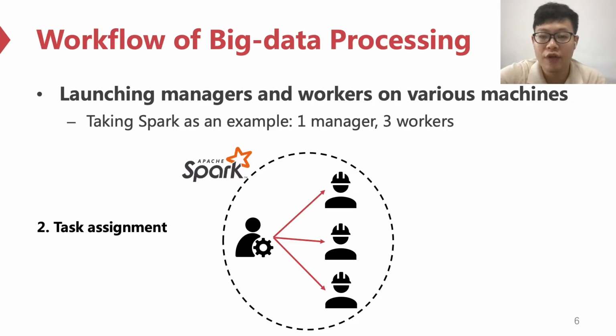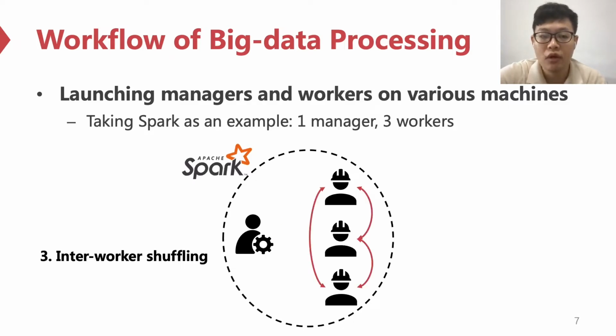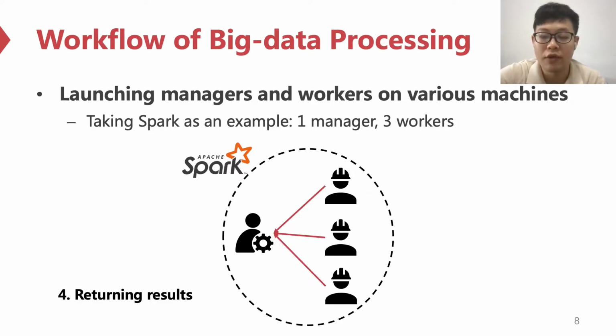Once the manager finishes processing the jar file, it will send tasks to 2 different workers so that they can be executed in parallel. During the execution, the workers may need to access data generated by other workers. So Spark will initiate the shuffling phase, which means that each worker will fetch data from other workers. After finishing all the processing, the workers will send the results back to the manager.